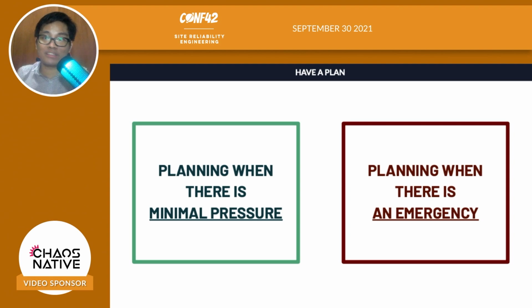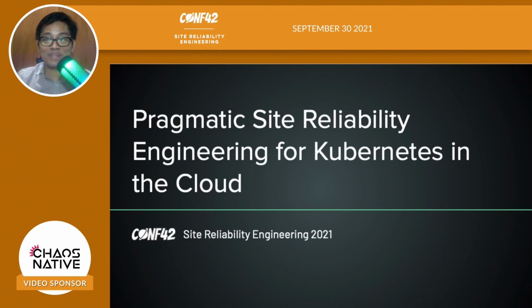But when there's an emergency, a lot of us will panic, a lot of us will be under time constraints, and we will not be able to prepare the best solution. So planning things way ahead of time is critical, and it's better to have a solid plan than rushing it when there's a problem already. So that's pretty much it.